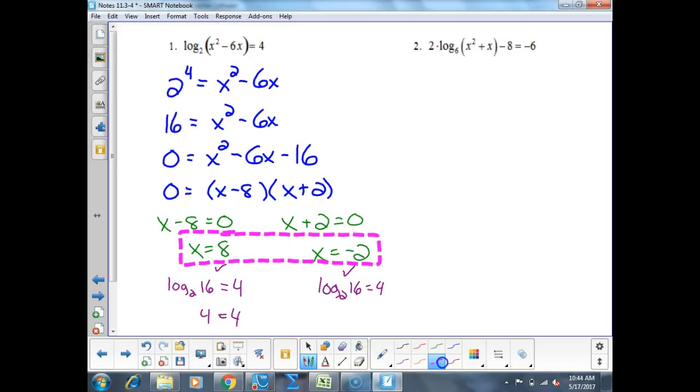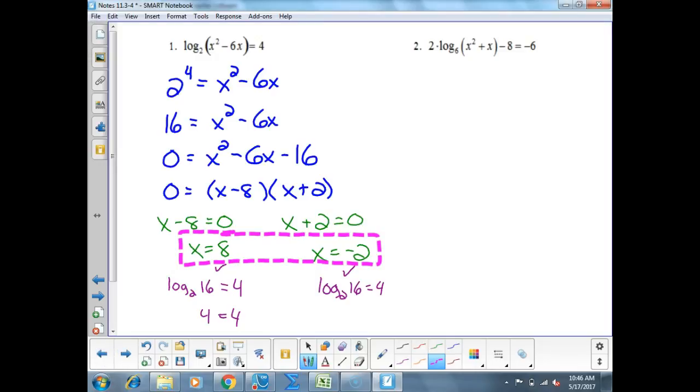Okay? Even though, Skylar, I had a negative number here, my argument was still positive when I plugged it back in. So it's still good. Okay? Just because you see a negative sign doesn't automatically mean it's gone. Okay? You gotta check. Gotta. Okay? Alright? You try number 2.